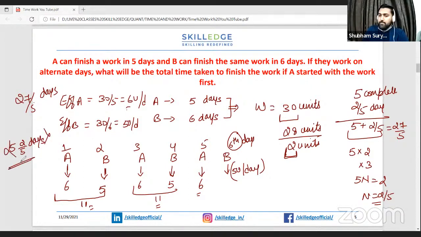Okay. Those who have answered it as 27/5 days, the answer is correct. Those who have answered it as 5 2/5 days, that answer is also correct, guys. Now, I think this is one question that only 4 people were able to solve. So others, those who are not able to solve, just quickly take a note of the solution.